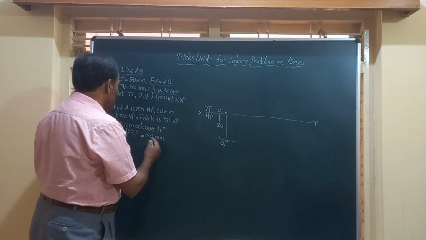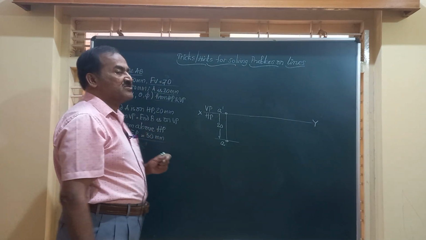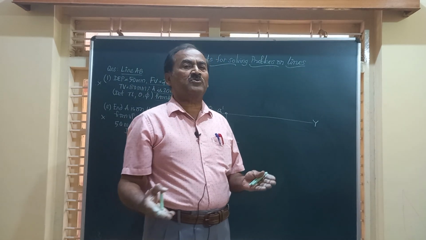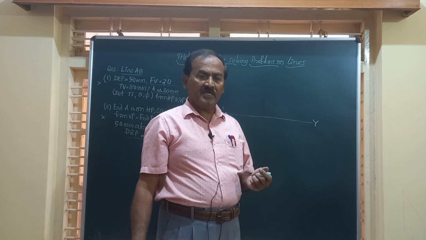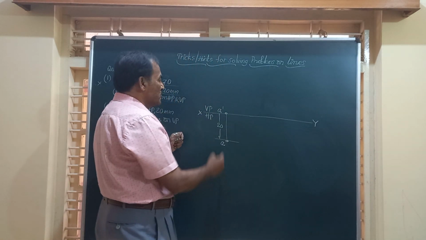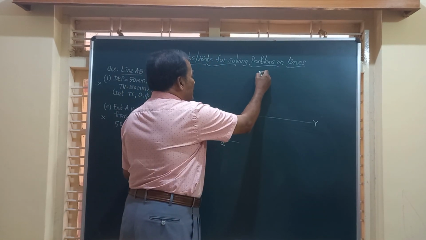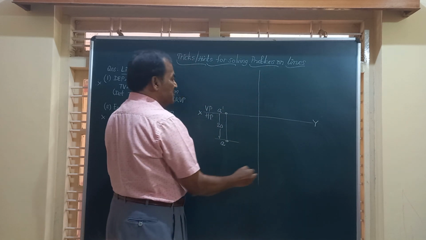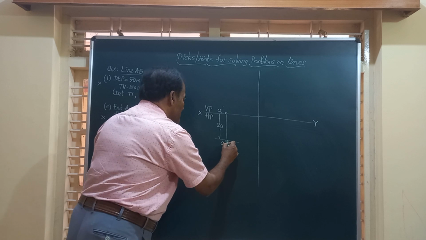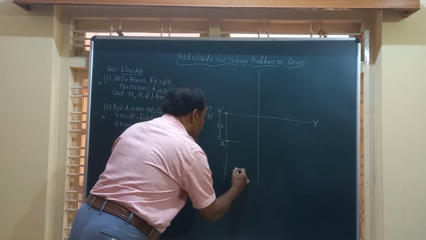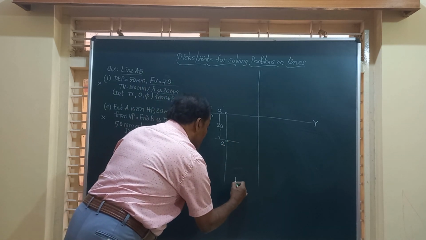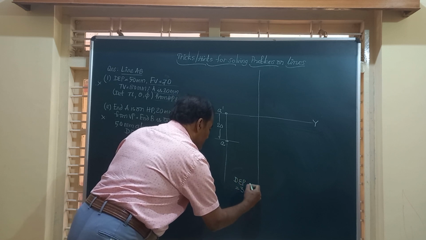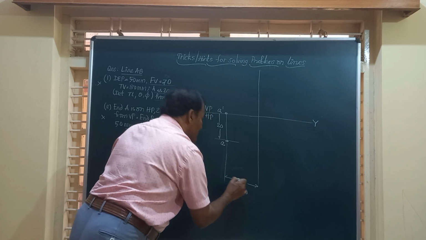But he has also given DEP equal to 30. DEP means the distance between the end projectors of the line is given to be 30 mm. So we have got A dash here, and I am going to draw a line parallel to A dash A at a distance of 30 mm. I will mark it as DEP, and this DEP is equal to 30 mm. So this line you can get.